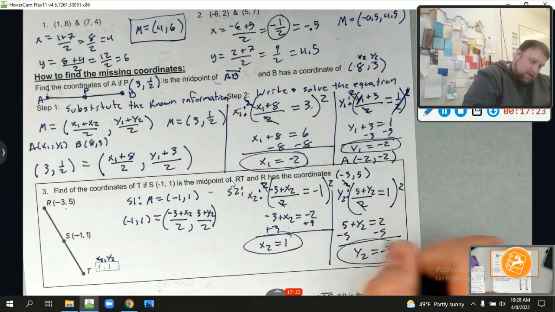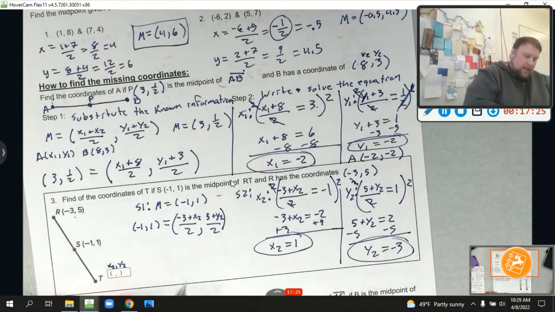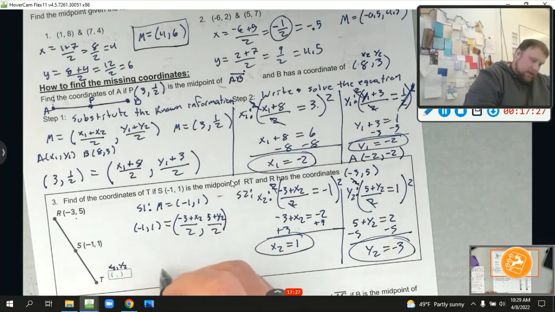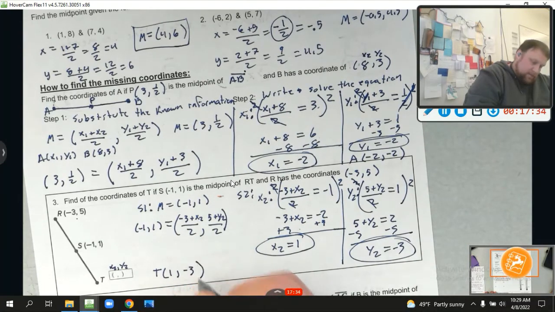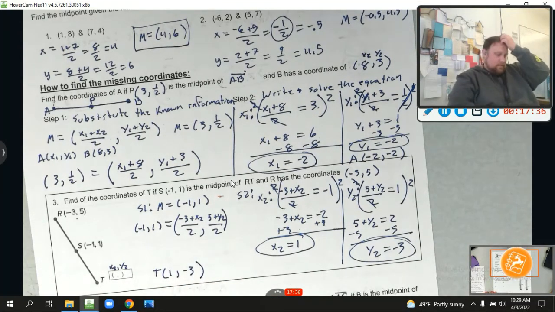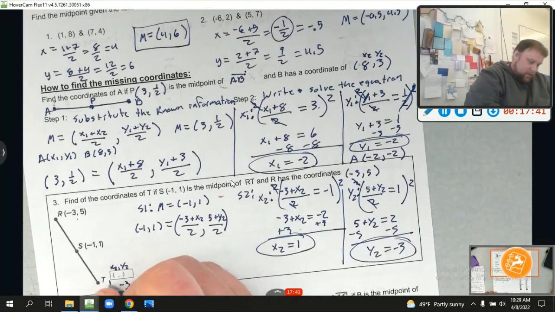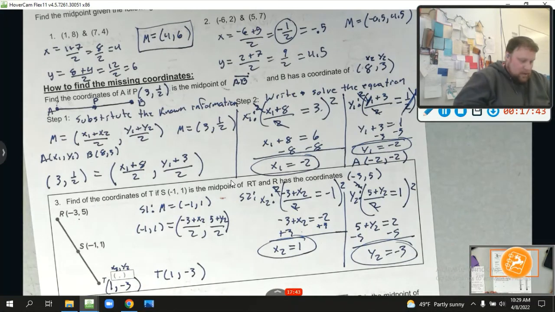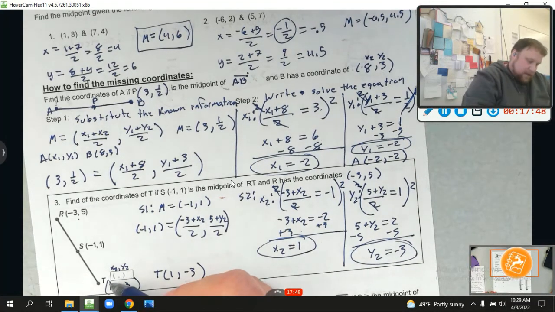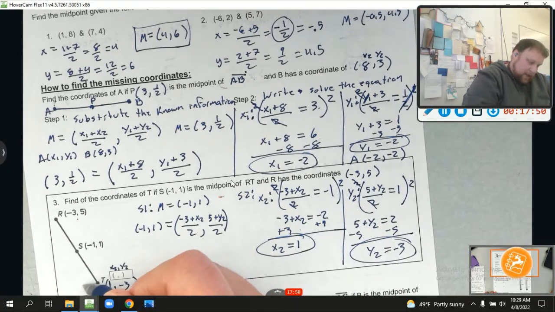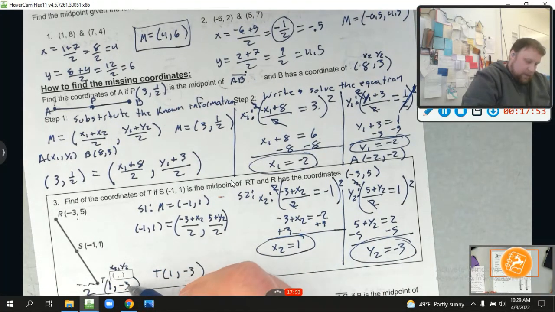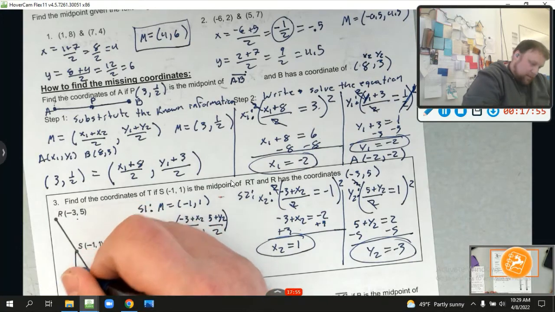Boom. So what is my point T? My point T is that point. I don't really have enough room to write it there, but it's going to be 1, negative 3. So 1, negative 3, right? Awesome. Which makes sense. To get from 1 to negative 1 means I go back 2, right? And to get from negative 3 up to 1 means I'm going up 4.